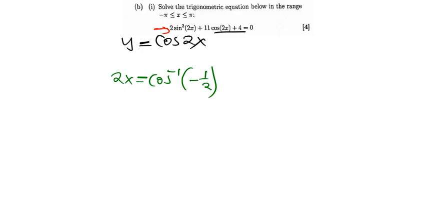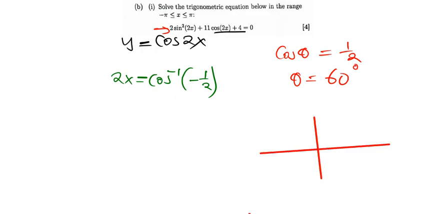So ignore the negative. Try to think of an angle. What angle theta, what cosine of an angle can give you half, ignoring the negative? So that's theta is equal to 60. If it was sine, it's going to be 30. Now for cosine, it's 60. Now we're not interested in the 60 because 60 gives us a positive answer. We're interested in the angles that can give us a negative.